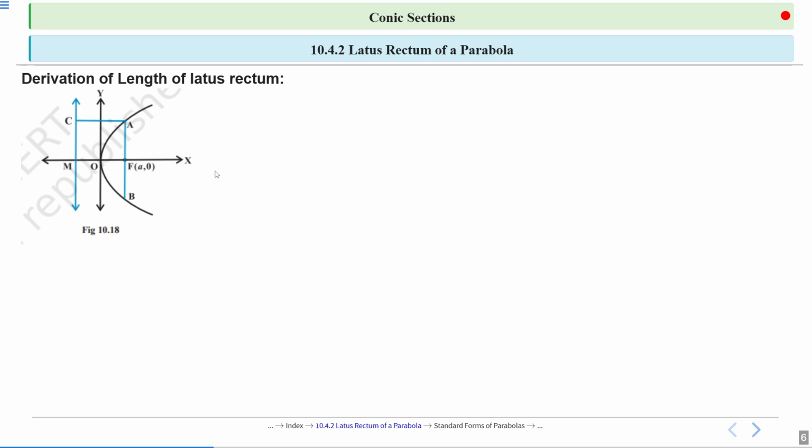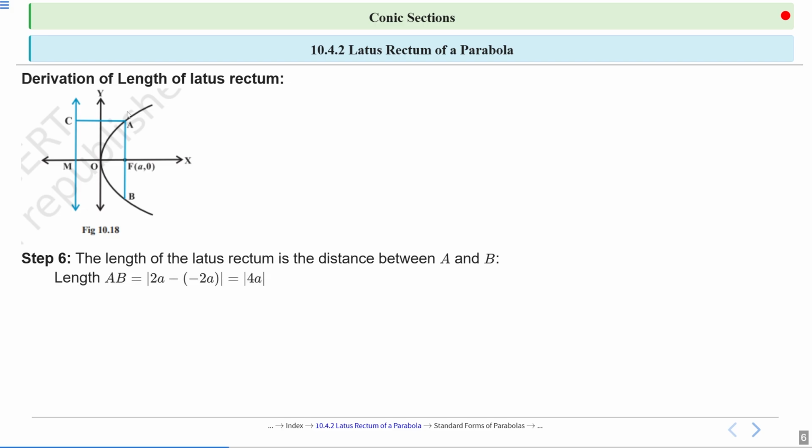Now here we obtain the endpoints of the latus rectum. Here we obtain the coordinates of the point A and the coordinates of the point B. And now what will we do? The length of the latus rectum is the distance between the points A and B. So easily you can now find the distance between the points A and B.